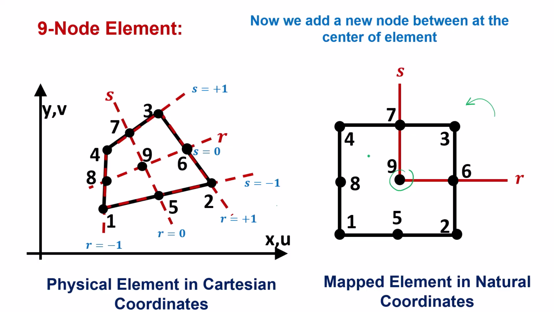That means its interpolation space includes all constant terms, all linear terms, and all quadratic terms, including the cross term RS. In practice, this makes the 9-node quadrilateral very accurate for representing curved boundaries and for capturing complex stress or displacement fields inside the element.